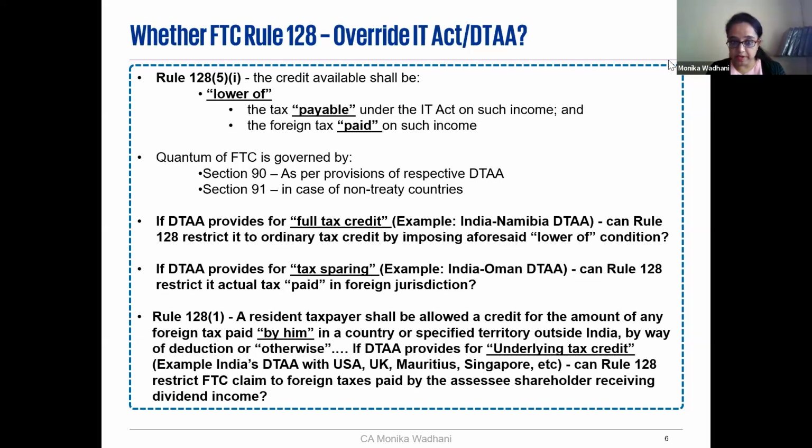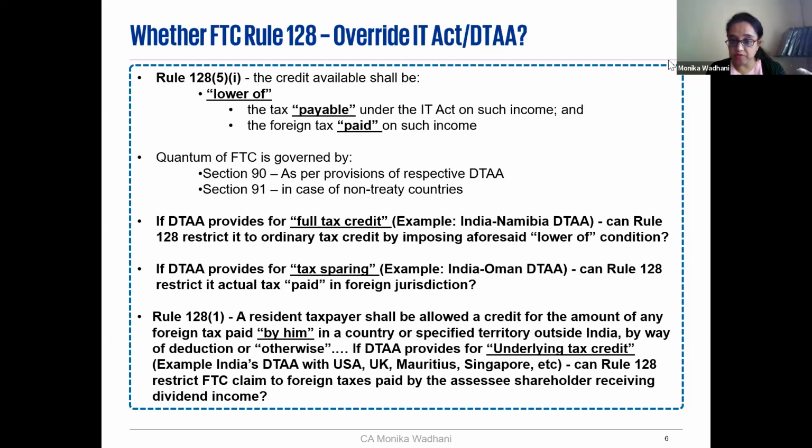And in case of tax sparing, whether it can actually restrict it to the actual tax paid in the foreign jurisdiction. And what happens in case of underlying tax credit? Because as per Rule 128 Subrule 1, the wordings used are that foreign tax should have been paid by him, paid by the assessee.